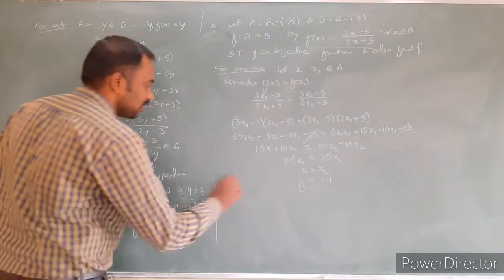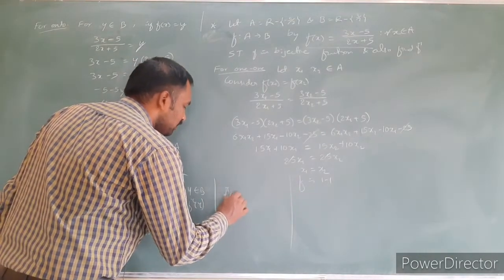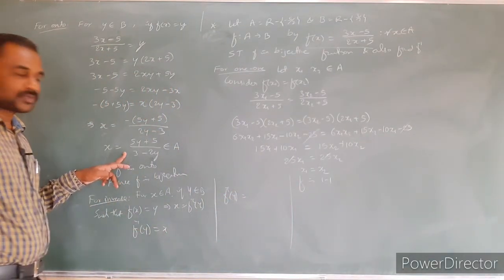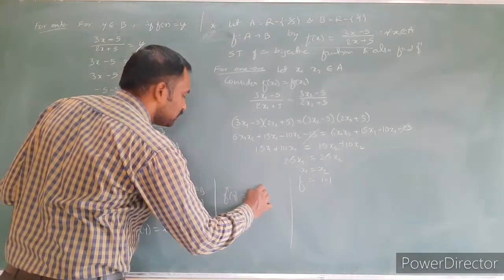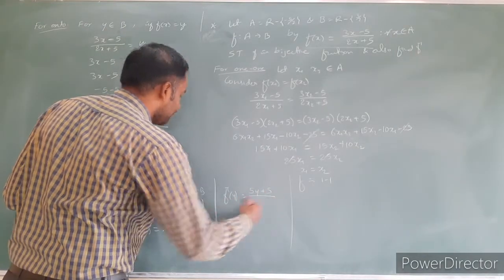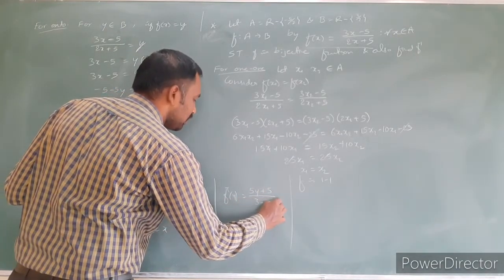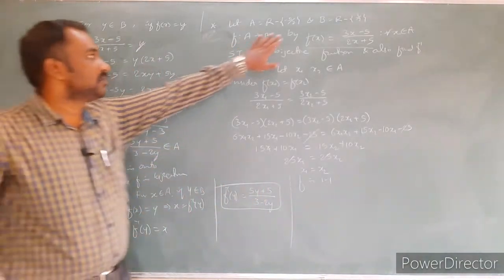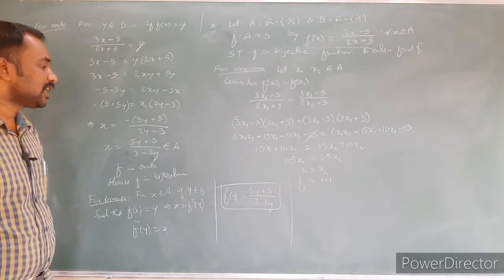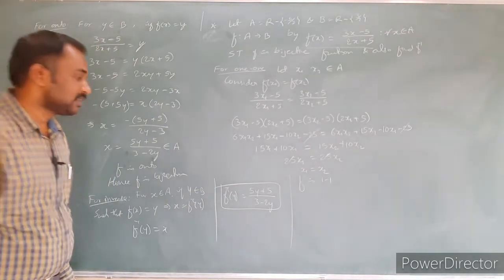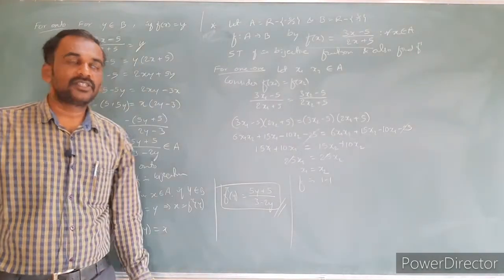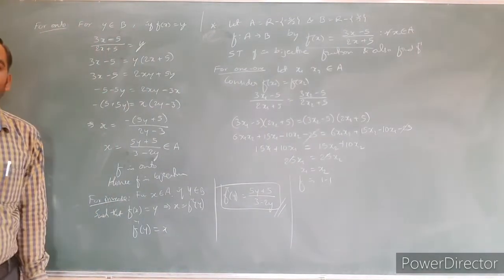Here I just continue, f inverse of y is equal to x. What is the x value? Already here is my x value. That is 5y plus 5 divided by 3 minus 2y. This is our required inverse of the given function f of x is equal to 3x minus 5 divided by 2x plus 5. Hence the solution. This is also a 5 marks question, a very important model question.